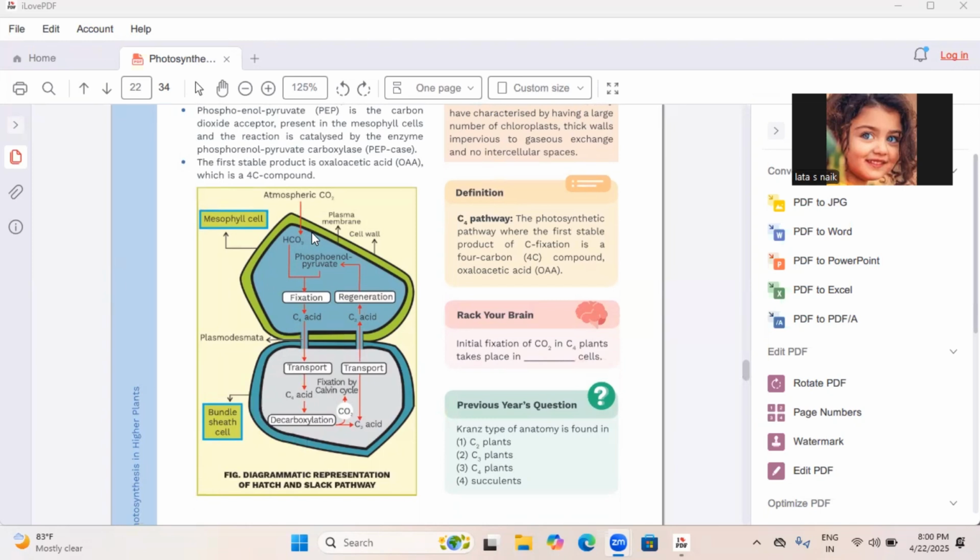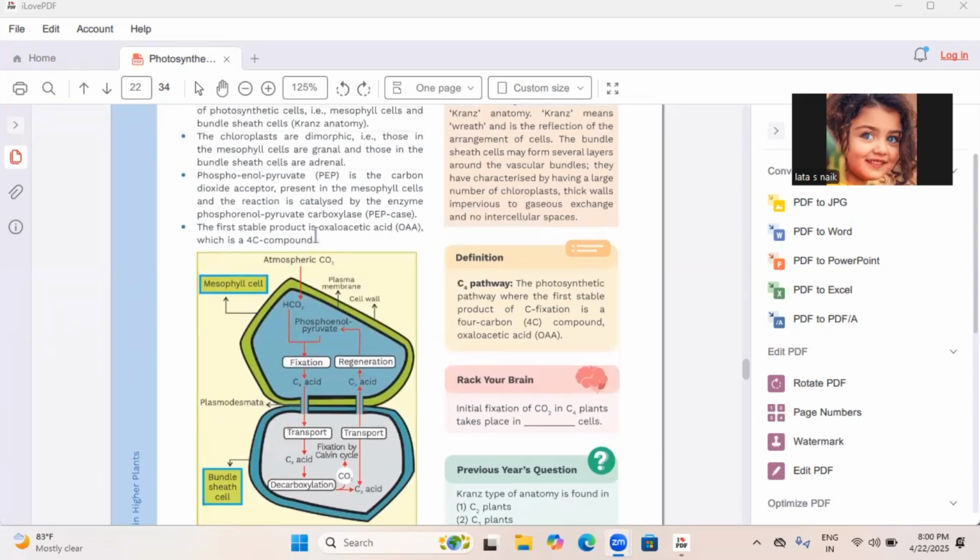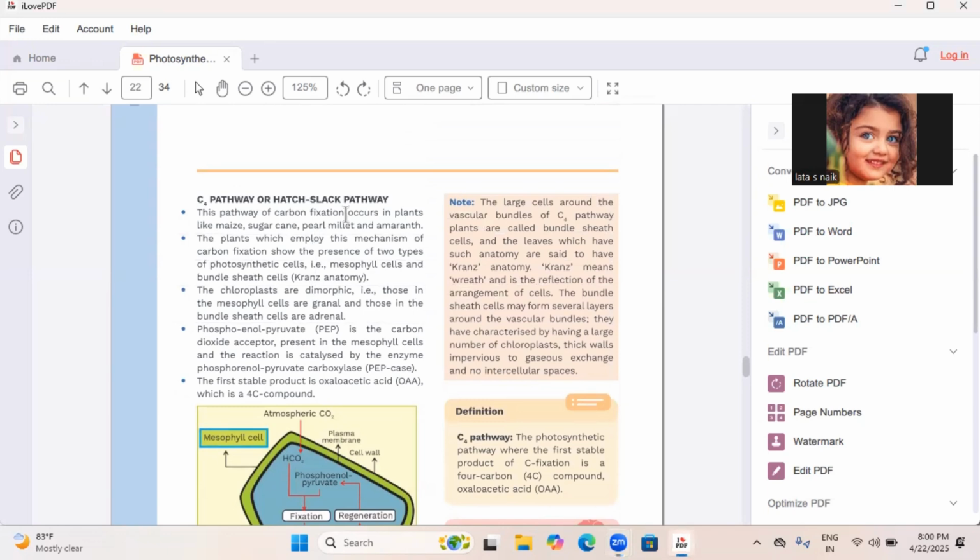The plants which employ this mechanism of carbon fixation show the presence of two types of photosynthetic cells, that is mesophyll cells and bundle sheath cells. Now these bundle sheath cells are also known as Kranz anatomy. So what is this Kranz anatomy? The large cells around the vascular bundles of C4 pathway plants are called bundle sheath cells, and the leaves which have such anatomy are said to have Kranz anatomy. Kranz means wreath and is a reflection of the arrangement of cells.